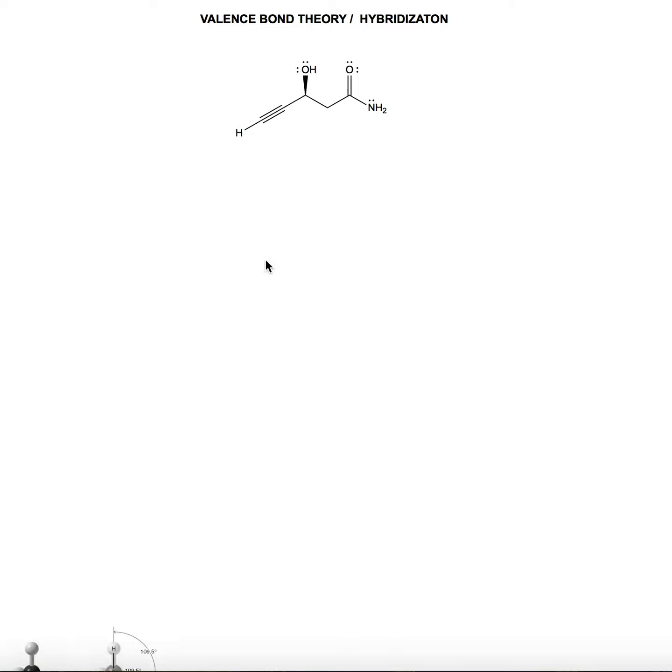Hello everyone. So in this video, I am giving you an example, a molecule, so we can assign hybridization to every atom in this molecule and also discuss a little bit about the location of lone pairs in terms of orbitals and the orbitals used for bonding for each of these atoms, okay?